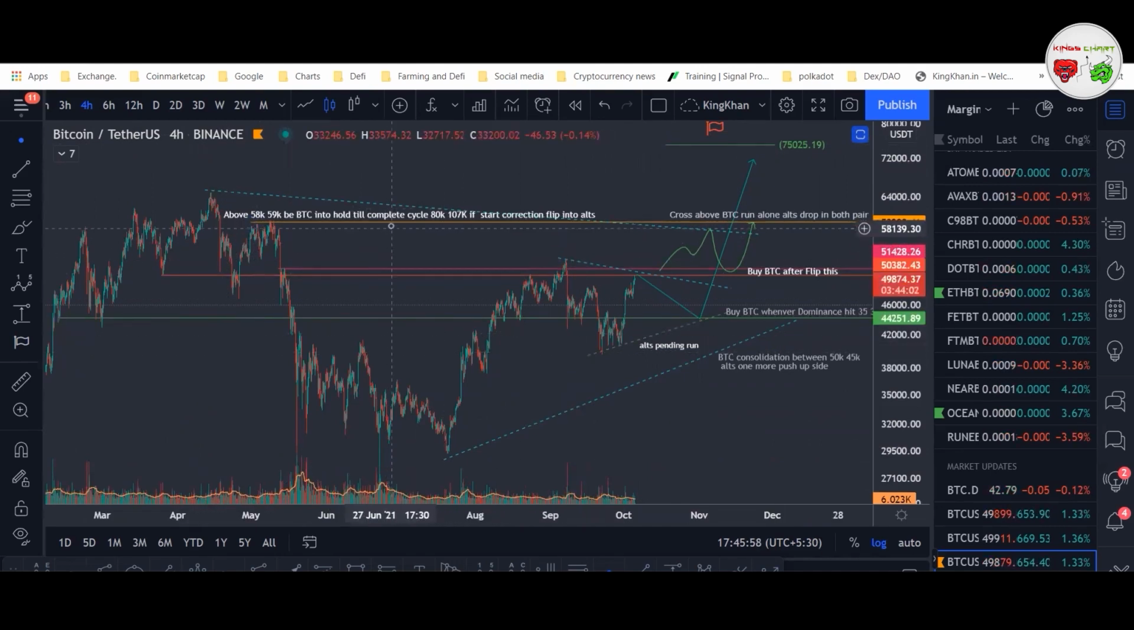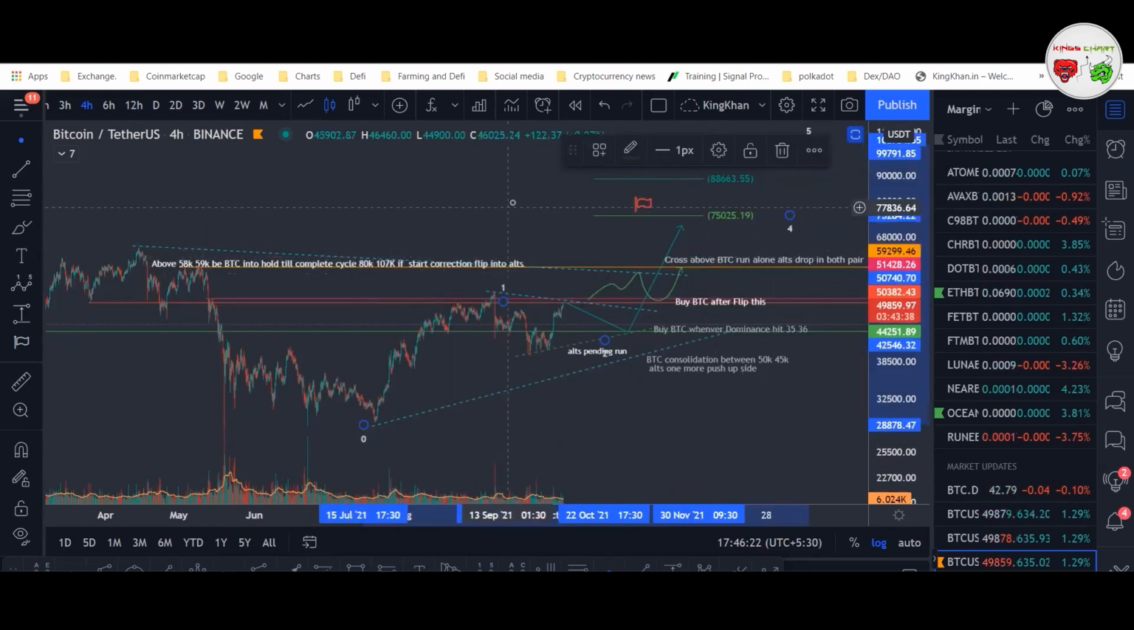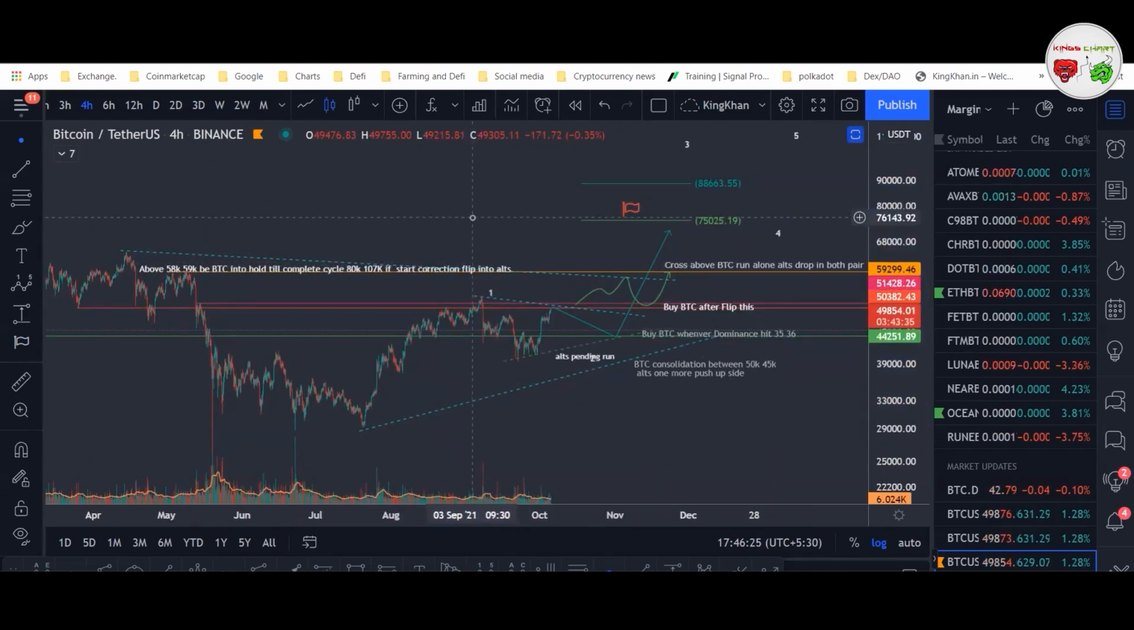If we cross above, be in BTC, hold till the complete cycle, 80 and 100k. After that, after hitting 100k, BTC will drop around 40 and 45, even 50% can drop, 100 to 60k, and the drop will be a slow bleed like this. So alts can outperform in this zone here.